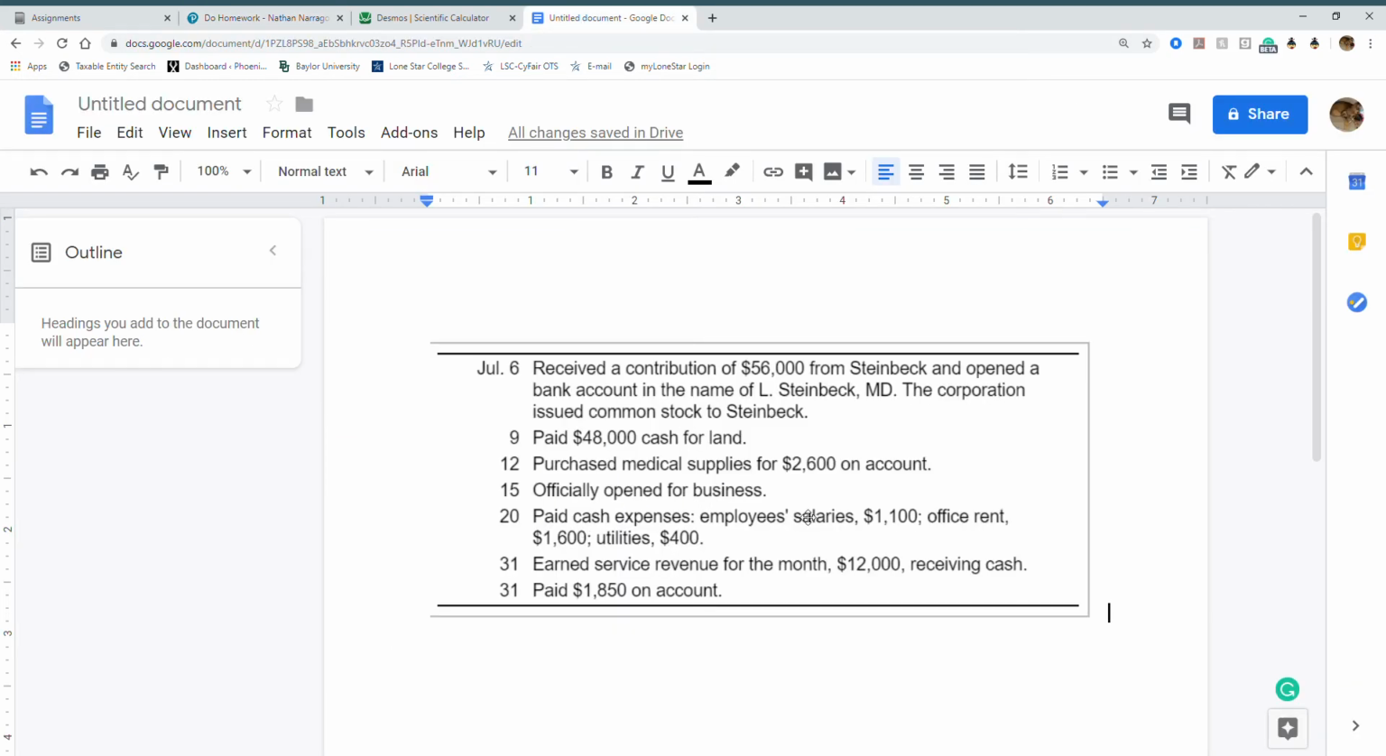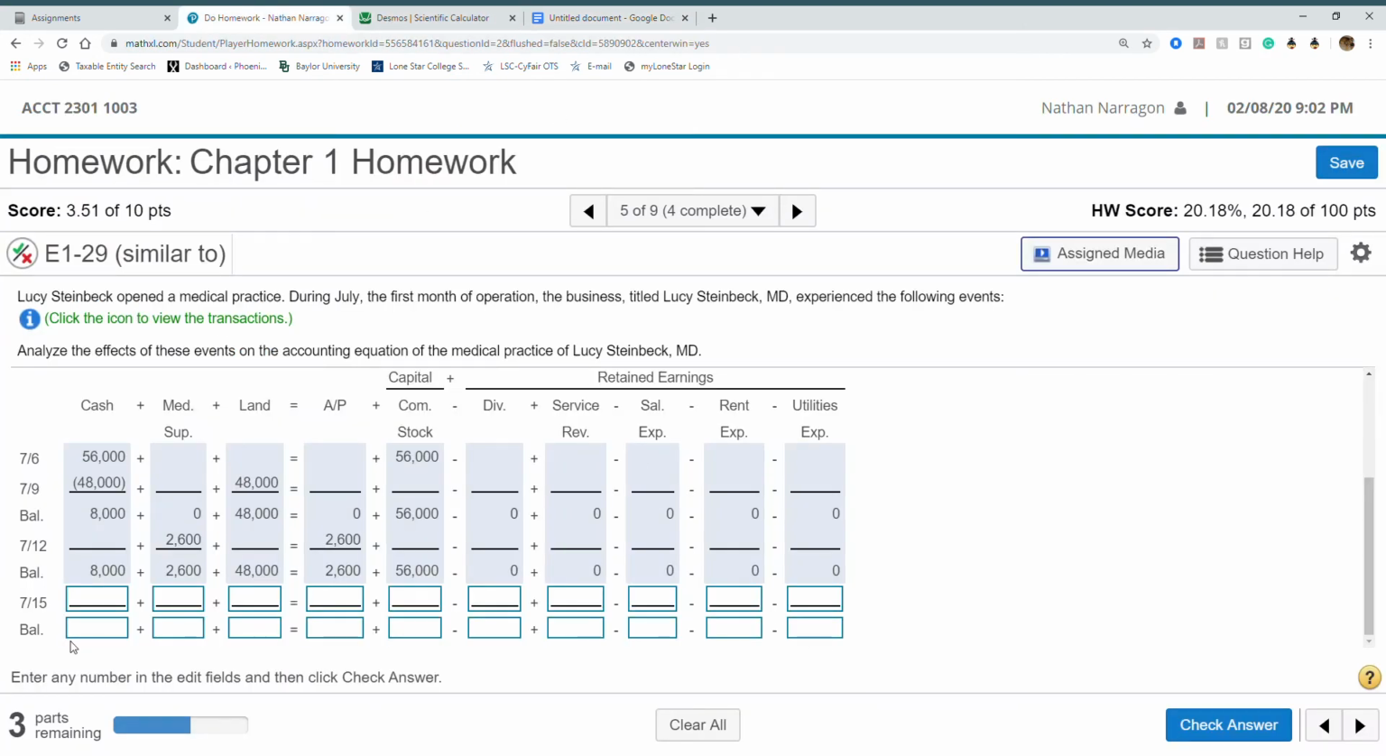Officially open for business. Did we actually do anything? To be honest, we opened for business, but we have no economic transaction there. So, everything stays the same. Whoop.